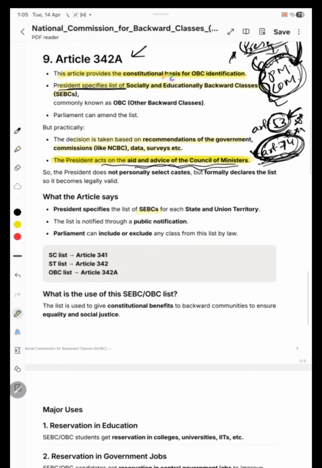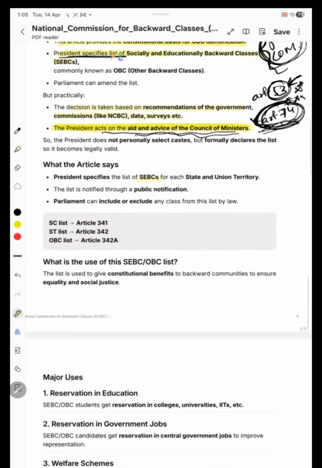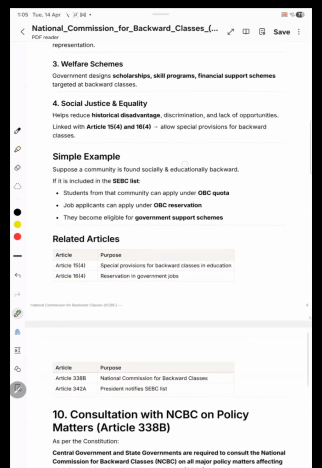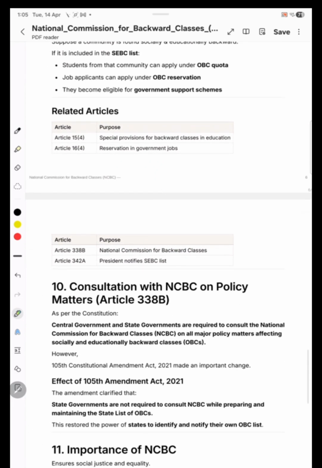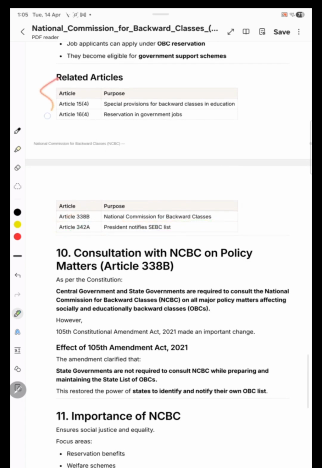It provides the constitutional basis for OBC identification, where the President specifies the list of these classes. Now we looked into the related articles. 15(4) is special provision for backward classes in education, and 16(4) talks about reservation in government jobs. 338B is the National Commission for Backward Classes, and 342A is where the President notifies this list. So these are the related articles of backward classes: Article 15(4), 16(4), 338B and 342A.